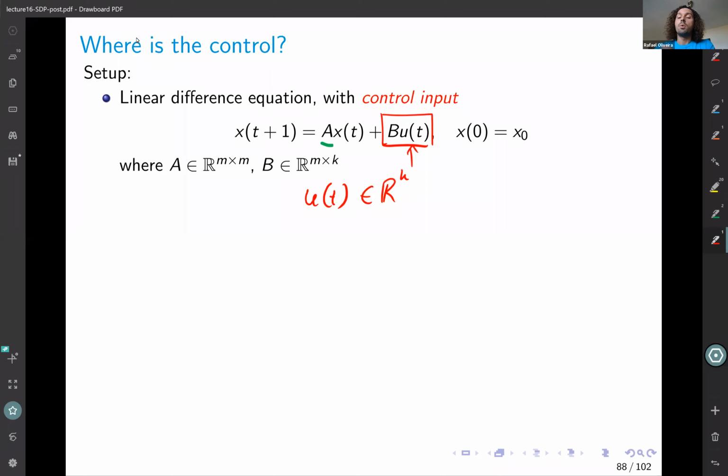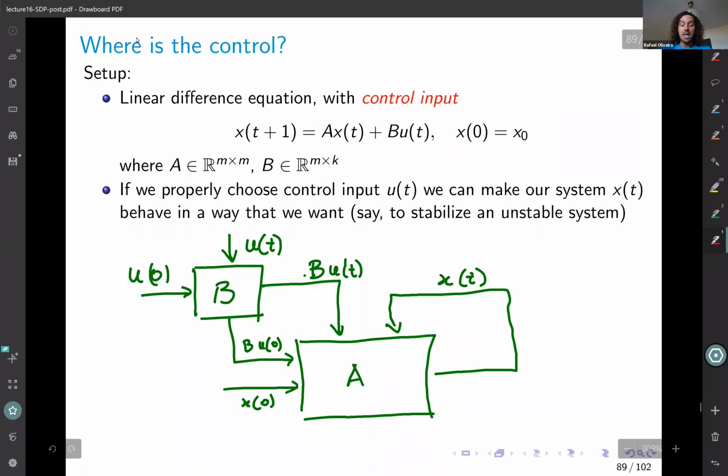What we're going to do is, at every point in time, whenever the system is going to go from x_t to x_{t+1}, we interact with the system. We perturb the system a little bit. We have our input at time t, and then we use our control input and our natural input, and we make them interact to gain x_{t+1}. So if we properly choose the control input u_t, we can make sure that our system behaves in the way that we want. In our case here, let's say we want to stabilize an otherwise unstable system.